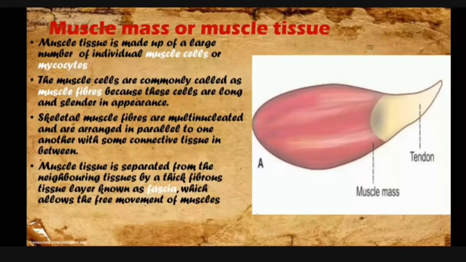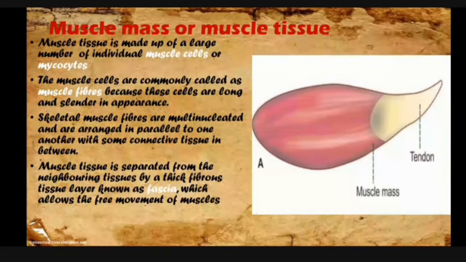First, muscle mass or muscle tissue. Muscle tissue is made up of a large number of individual muscle cells or myocytes. The muscle cells are commonly called muscle fibers because these cells are long and slender in appearance. Skeletal muscle fibers are multinucleated and are arranged in parallel to one another with some connective tissue in between.